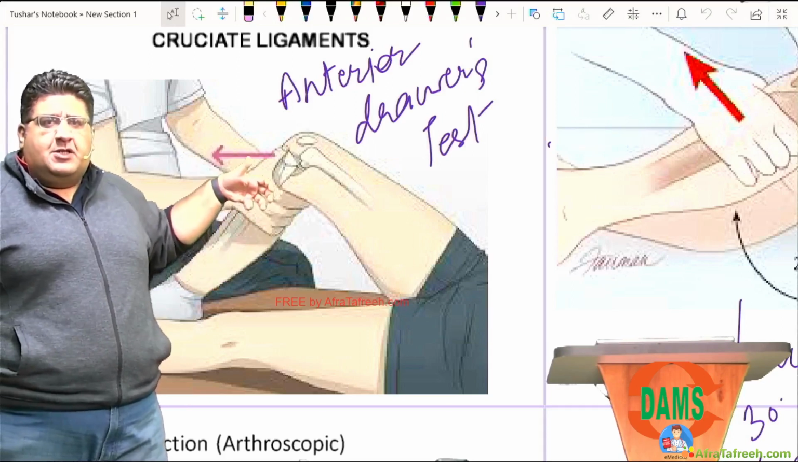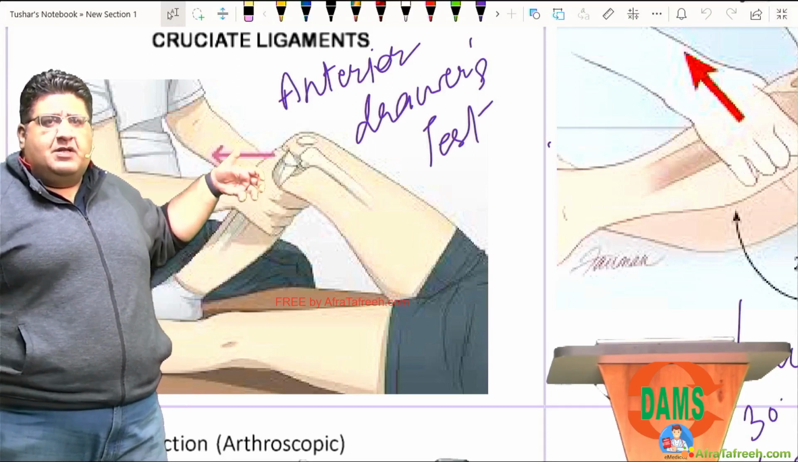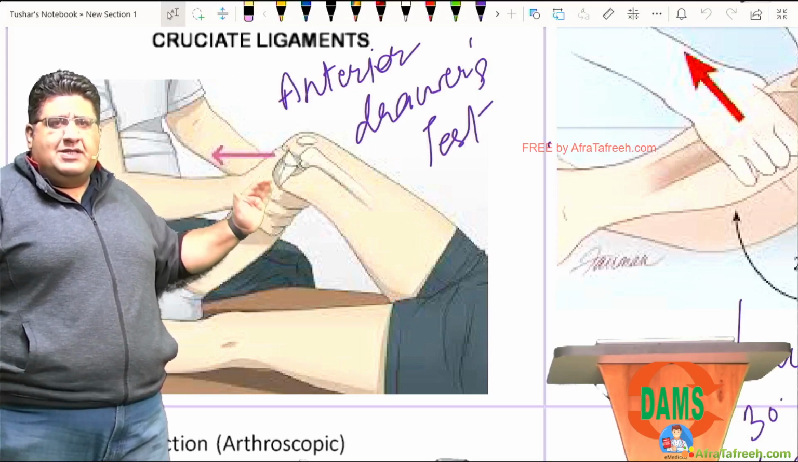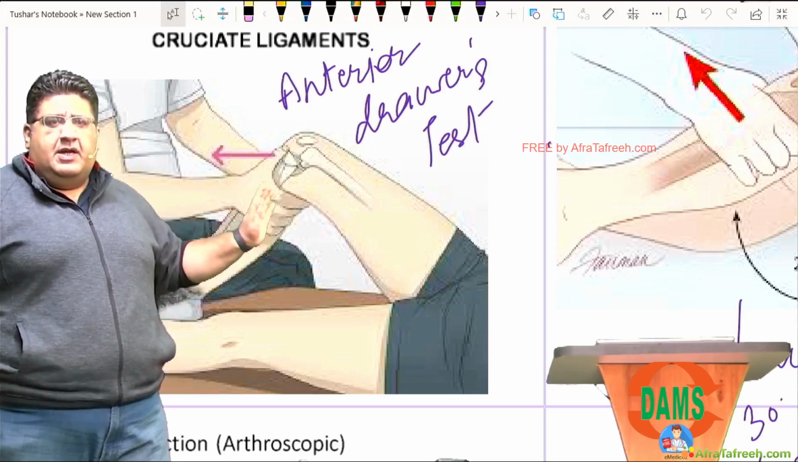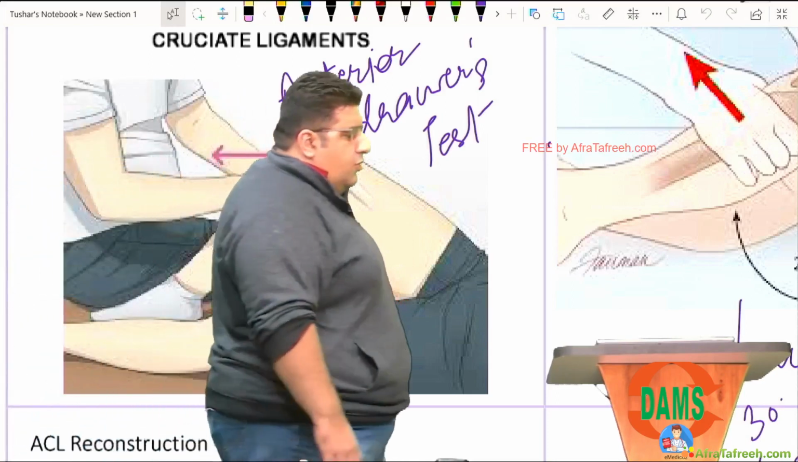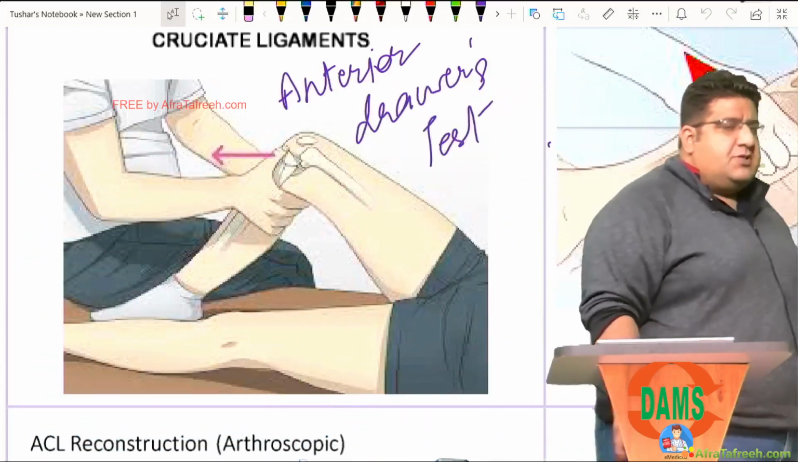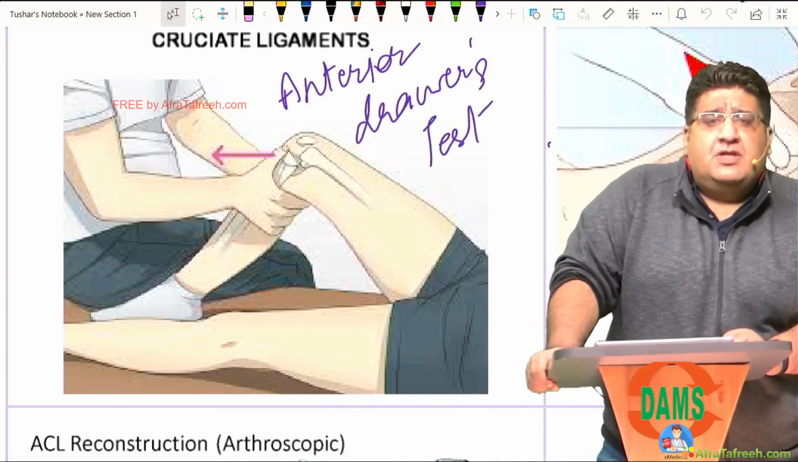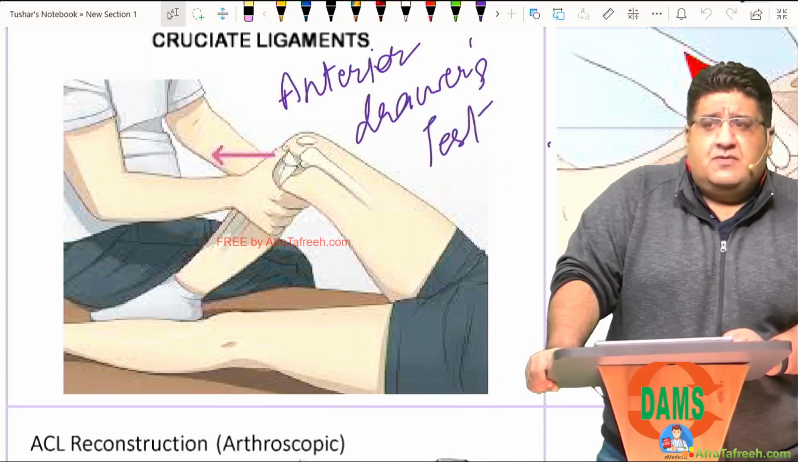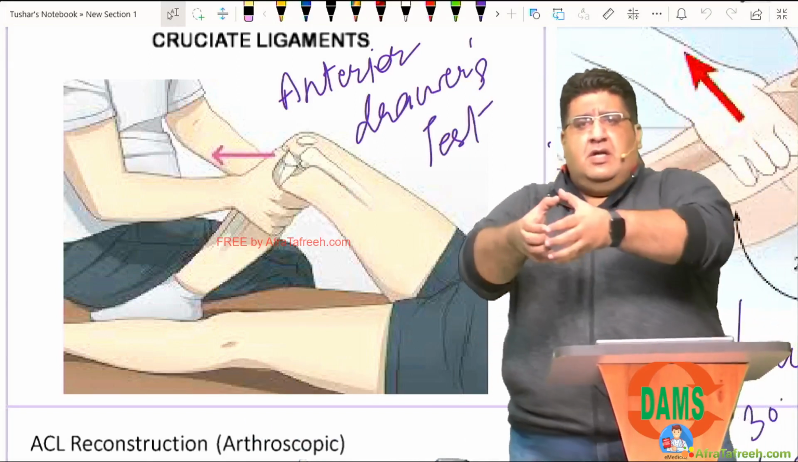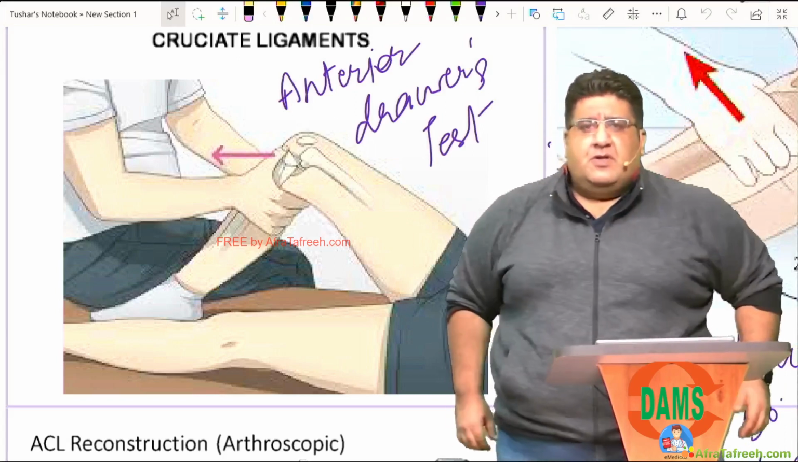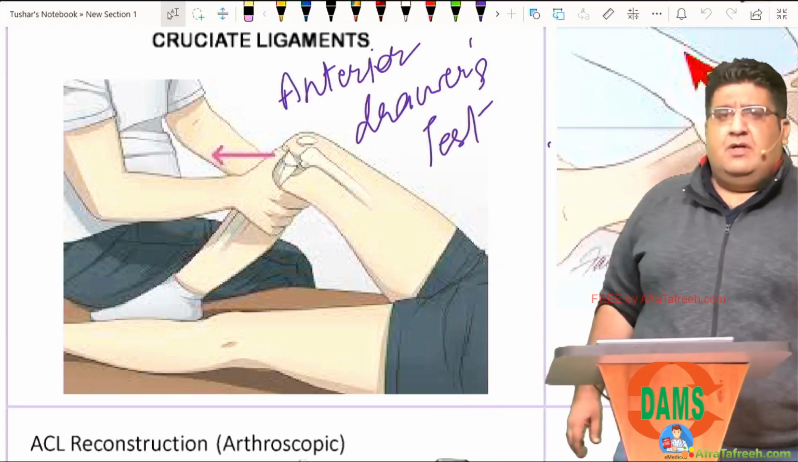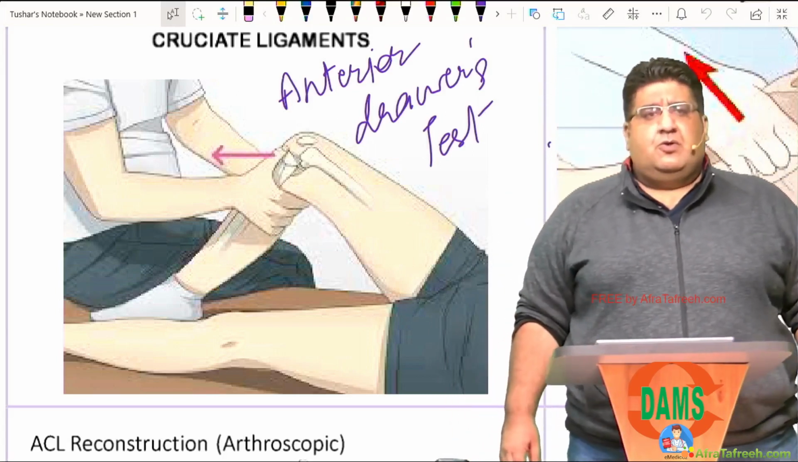And the moment he exerts a push, there will be posterior translation of tibia with respect to femur, and that is when you say posterior drawer test for PCL tear positive. So guys, do you understand this anterior drawer and posterior drawer test for ACL and PCL? Everyone tell me yes or no. Yes.